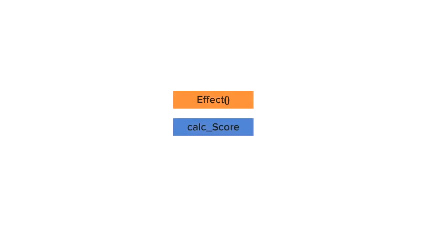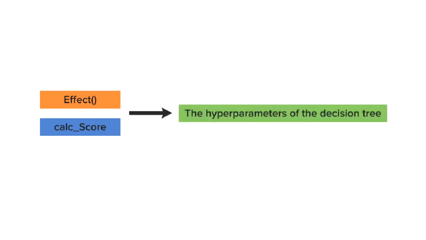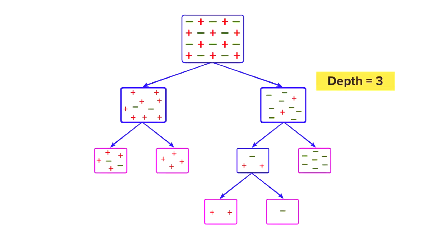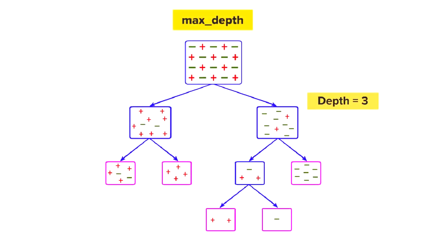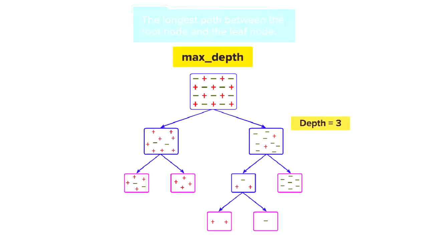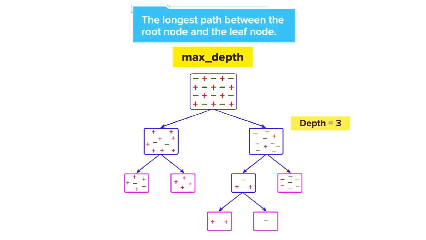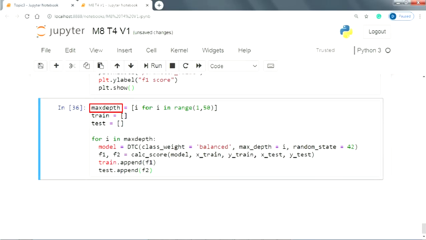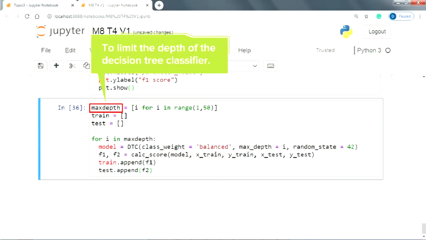Now that we have defined two helper functions to make the task easier, we will look at the hyperparameters of the decision tree. The first parameter we will be looking at is the max depth. If you recall, max depth of a decision tree was defined as the longest path between the root node and the leaf node. Using the max depth parameter, we can limit the depth we want our decision tree classifier to grow.